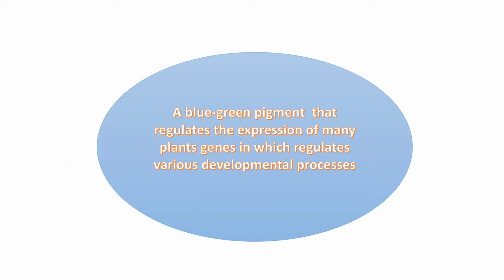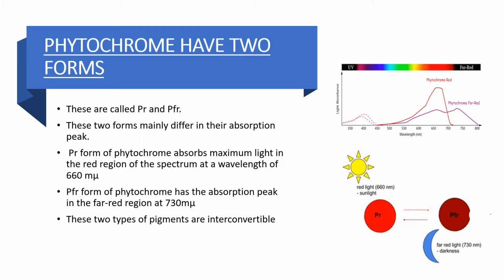Phytochrome, a blue-green pigment that regulates the expression of many plant genes, which regulate various developmental processes. Phytochrome has two forms. These are called Pr and Pfr. These two forms mainly differ in their absorption peak.